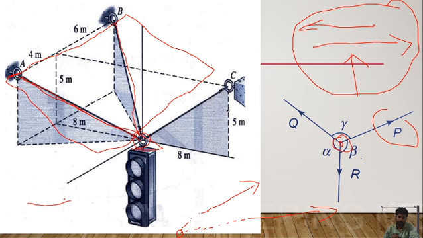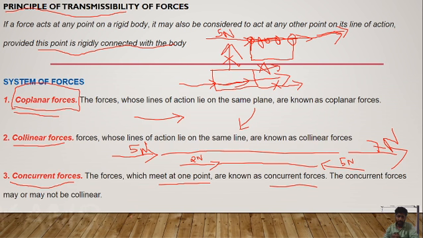I have one more example. Here is one force, here is another force. Are these two concurrent forces? No. Even if I extend them both, they will not intersect. These two are parallel forces. So two parallel forces cannot be concurrent forces. But two non-parallel forces will always be concurrent forces. So that is the concept of concurrent force. We have discussed coplanar forces, collinear forces, and concurrent forces.